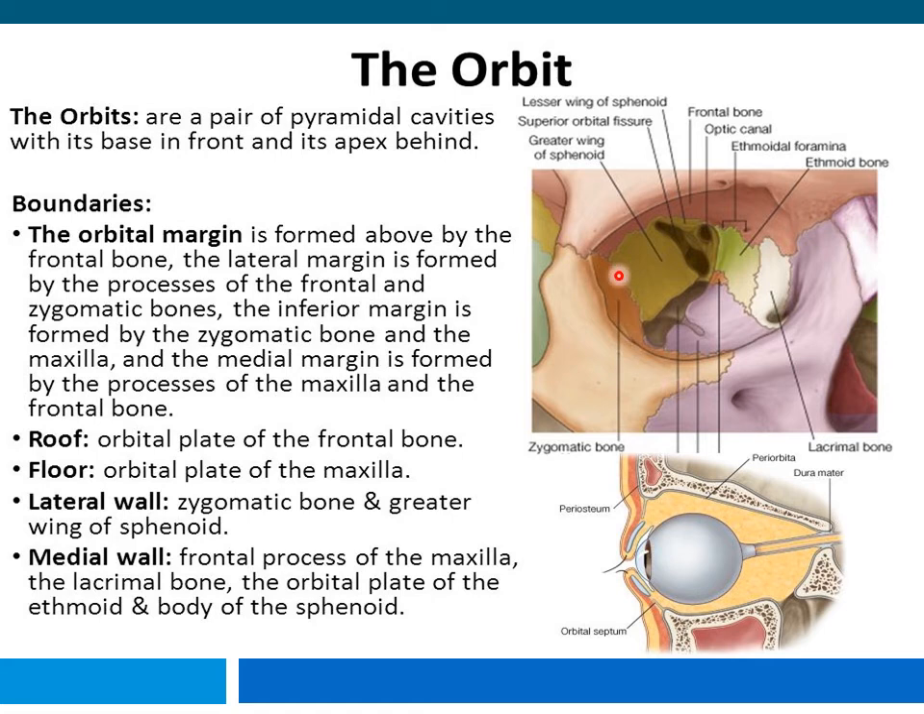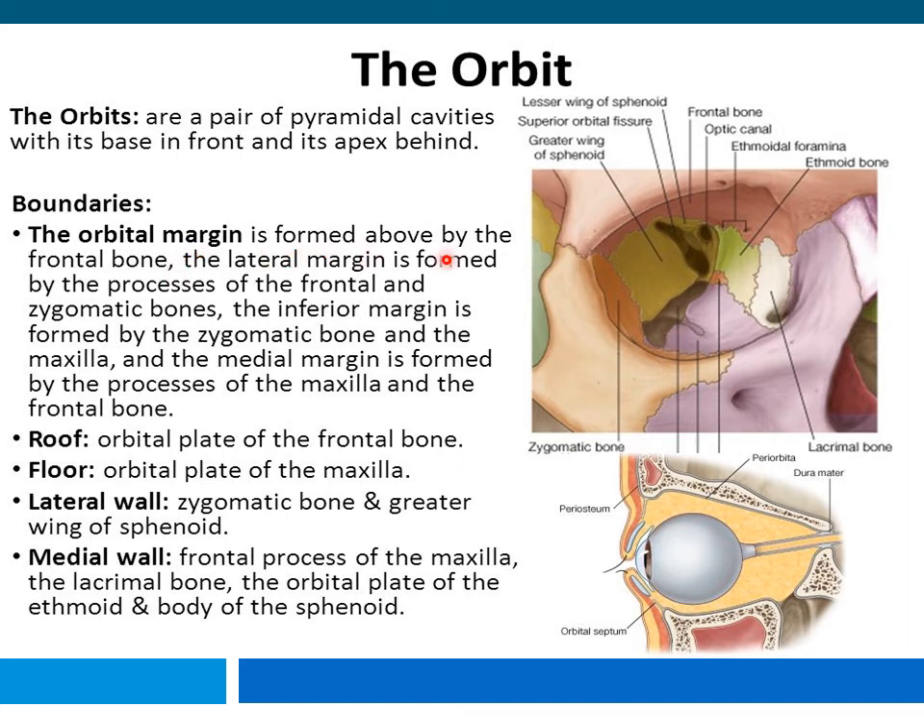So the orbital opening, the opening of the orbit, represents the base of the pyramid, while the apex of the orbit lies at the posterior end. Each orbit has a roof, a floor, a medial wall and a lateral wall. They also represent margins, because they are sharp: we say superior margin, medial margin, inferior margin, or lateral margin.